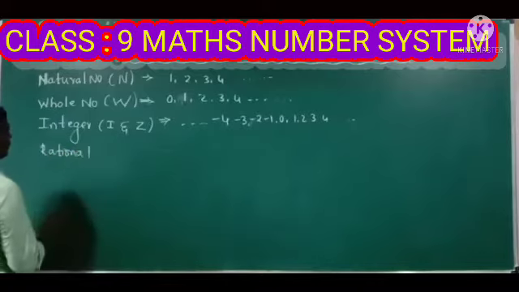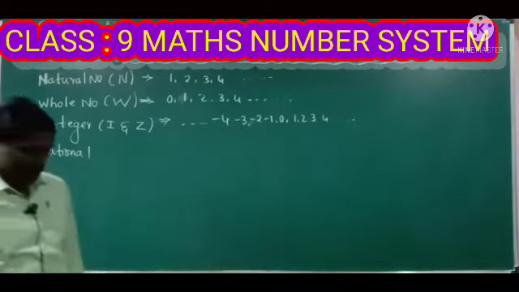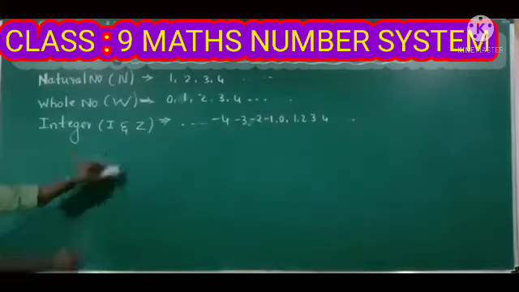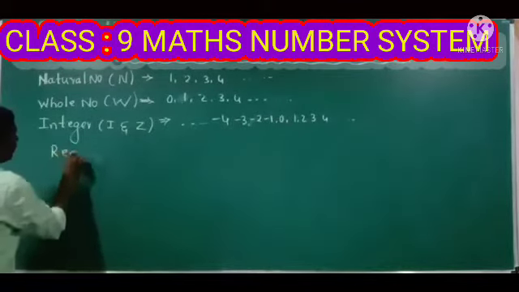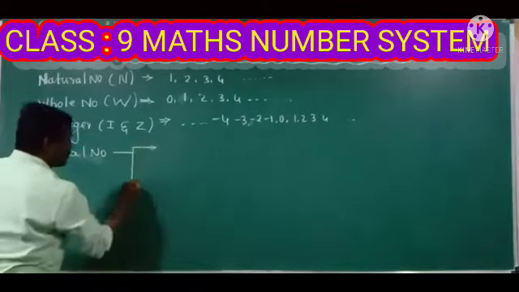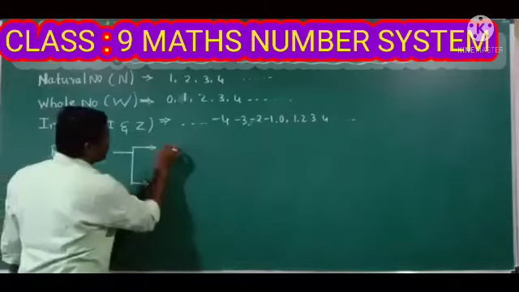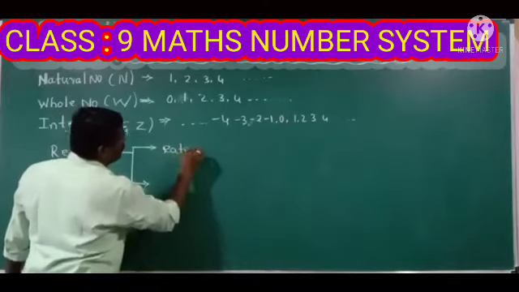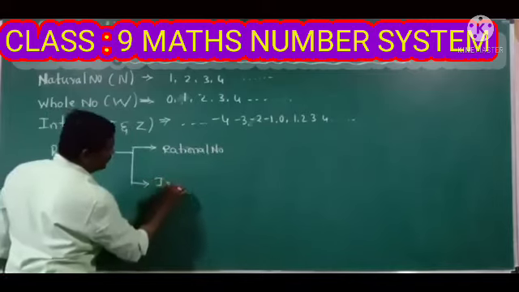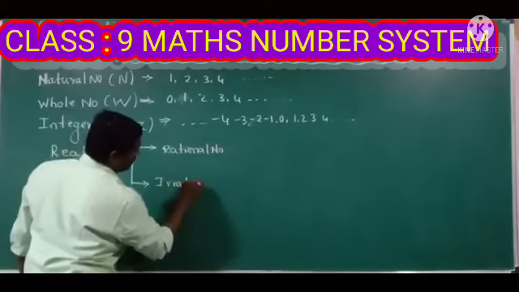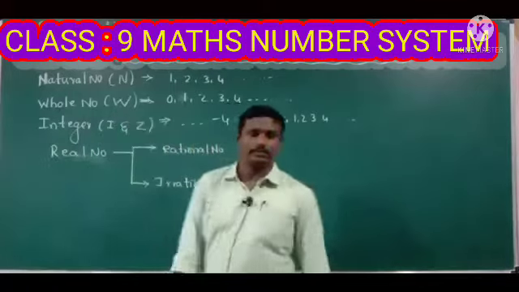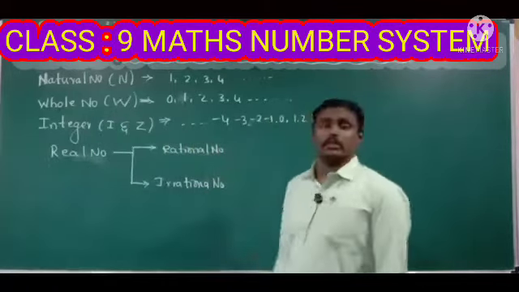rational numbers. These rational numbers are forms of the real numbers. Again, we are dividing the real numbers into two types. The first one is rational number, and the second one is irrational number. So what do you mean by rational numbers?